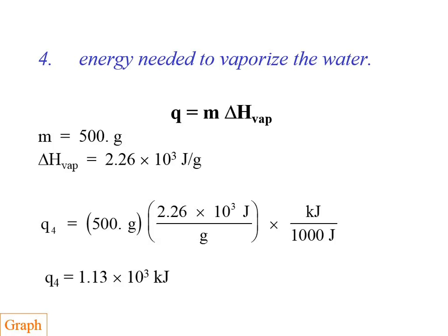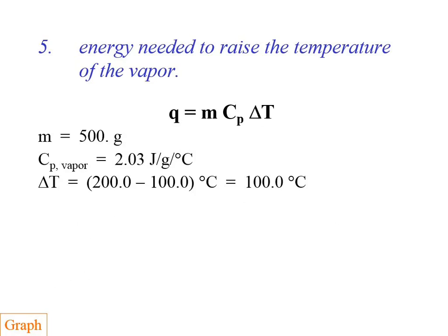Phew. So now we have it in its vapor state at 100 degrees Celsius. Now we're ready to jack it up from 100 degrees Celsius to 200 degrees Celsius. So we need to go back to this Q is equal to MC sub P delta T.